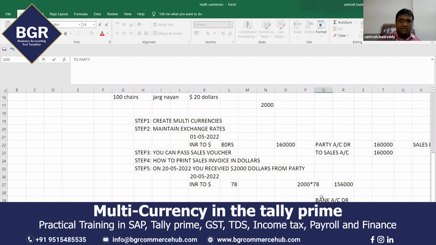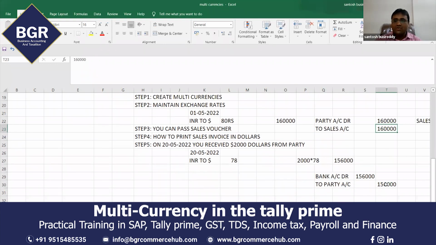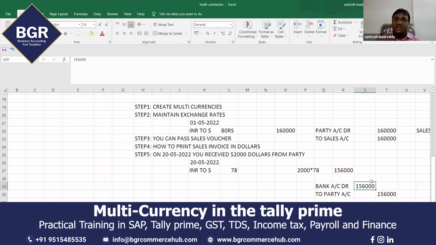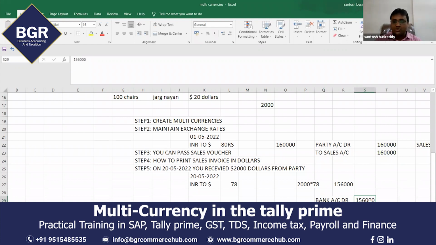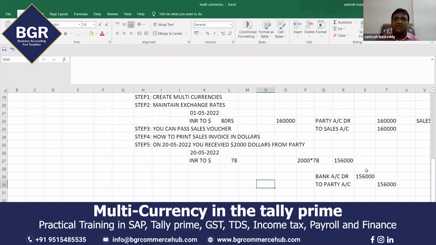Who is the party? Charge 9. Bank account debit to party account. You received only 1,56,000. Actually, how much amount you have to receive from that party? 1,60,000. How much you received? Only 1,56,000. The party had given $2,000 to you. The party does not owe you anything; it is already settled, $2,000. Where is the problem? The problem is because of foreign exchange. Foreign exchange loss.